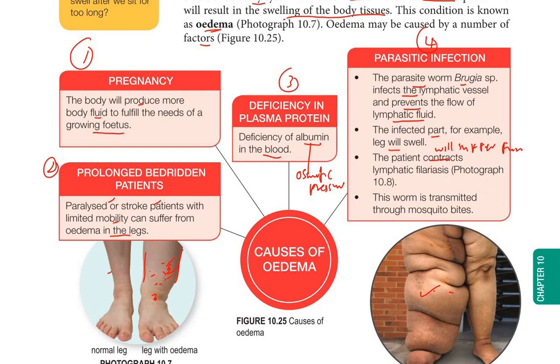So this worm is transmitted through mosquito bites. Actually, this disease, lymphatic filariasis, is caused by mosquito bites. So inside the mosquito there is this worm. The mosquito is actually the vector that carries it. So when it bites, it will also release this worm into, for example, the legs. So what happened? These parasite worms will infect the lymphatic vessel and prevent the flow of lymphatic fluid. So the lymphatic fluid cannot flow. That's why it will accumulate, and then it will make this leg become swollen. Okay, so this is the cause of edema.